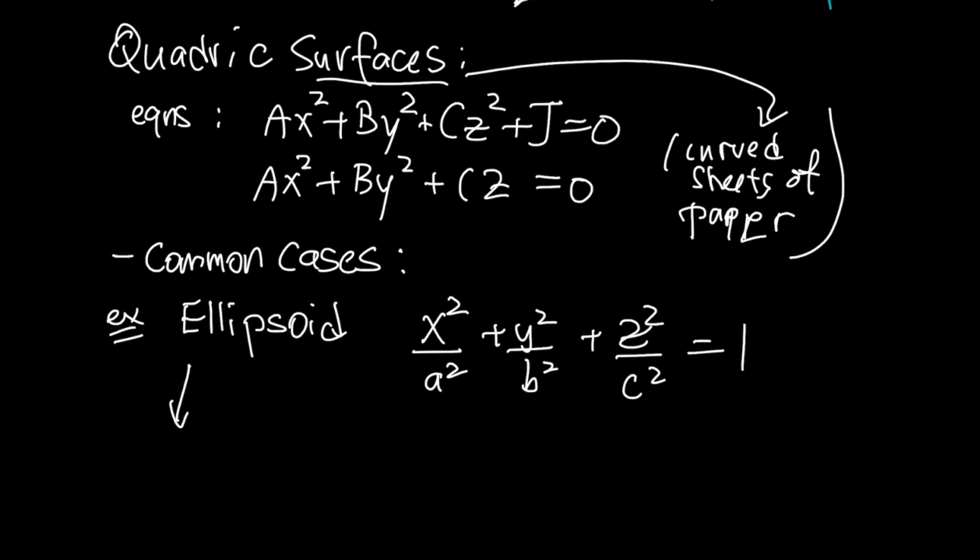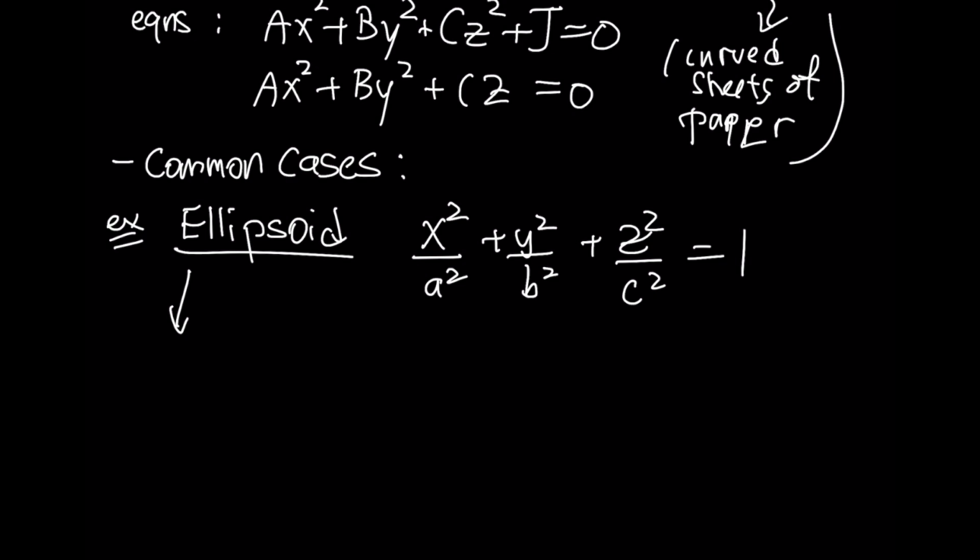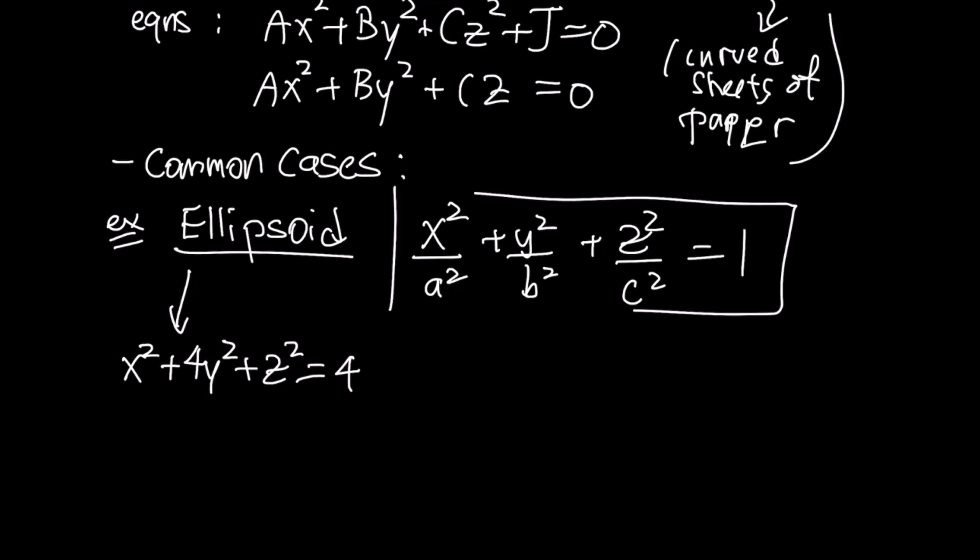A specific case of an ellipsoid where I've got x squared plus 4y squared plus z squared is equal to 4. This is not in the standard form. I want to put it in this standard form to be able to understand it a little better.